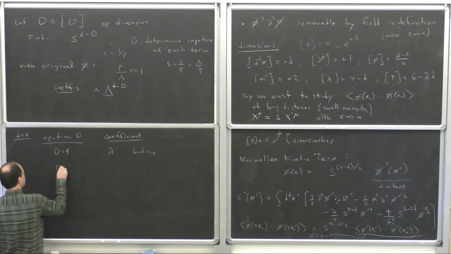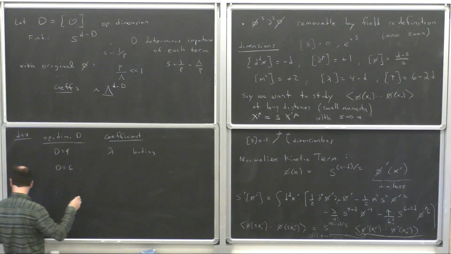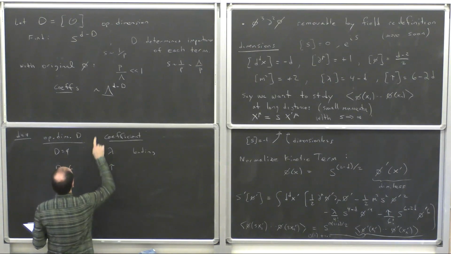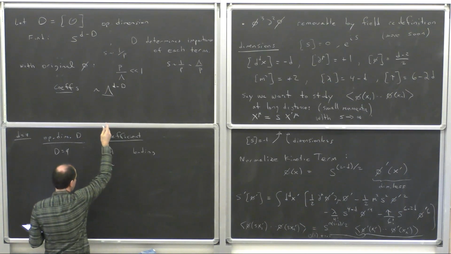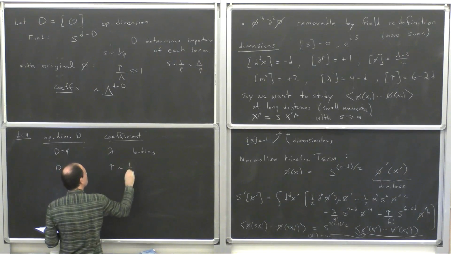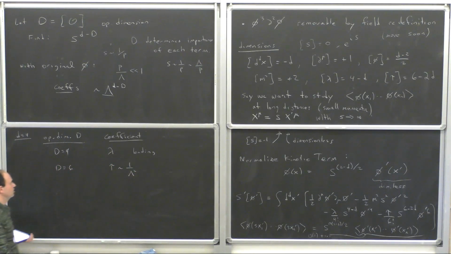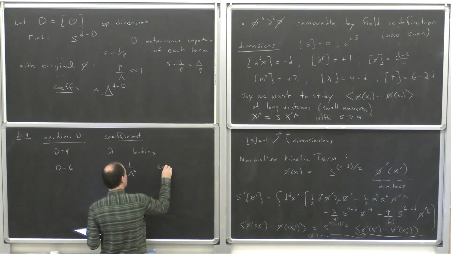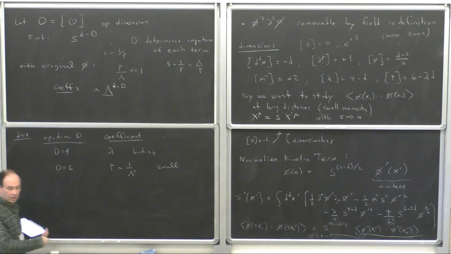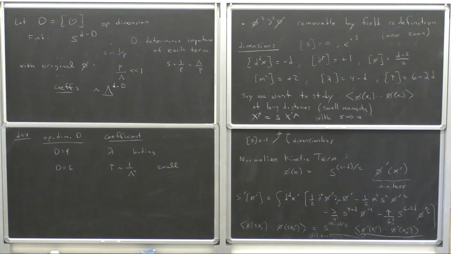If I go to the D equals 6 term, this is the tau. And I stick in 6. Well, I have 4 minus 6 is minus 2. And this is saying that tau goes like 1 over lambda squared. And so it's subleading. It's small. The dimension 6 term is suppressed by the heavy mass scale, which is dominating the coefficient. Okay, that's in this notation.